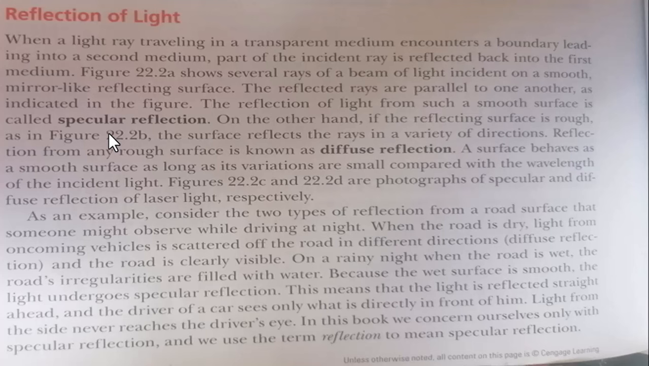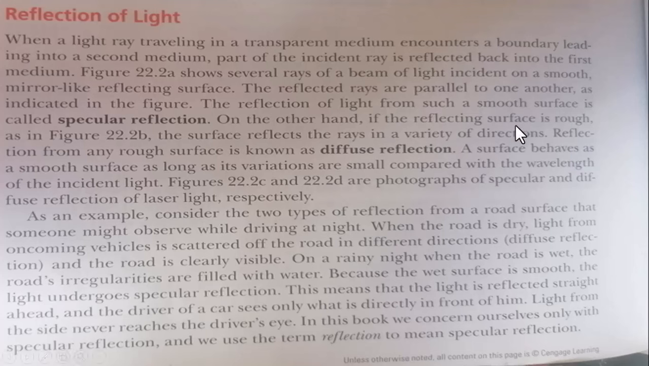On the other hand, if the reflecting surface is rough, as in figure 22.2b, which we don't see for now, the surface reflects the rays in a variety of directions. So here is light moving from the first medium towards a second medium, and the second medium is very rough. What is going to happen? The surface reflects the rays in a variety of directions, so light will be scattered into different directions.